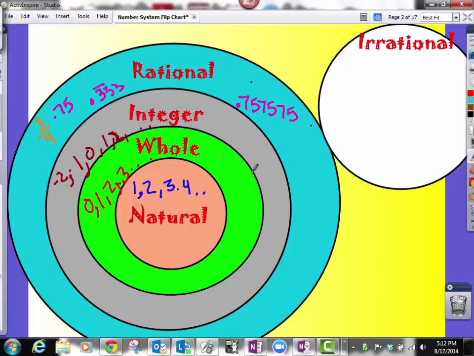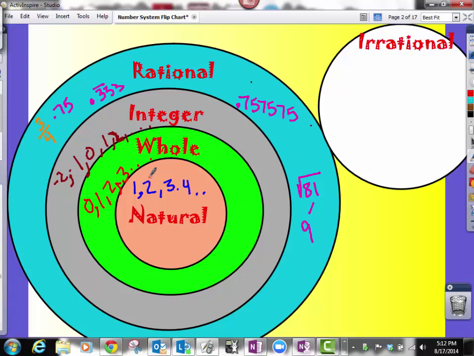Now I'm going to throw something else in here for rational. If I have the square root of 81, if I take the square root of 81, that's going to give me 9. So if I wanted to know which one of these it fits in, well, 9 fits in natural, it fits in as a whole number, it fits in as an integer, and it fits in as a rational number. So all of those fit in.